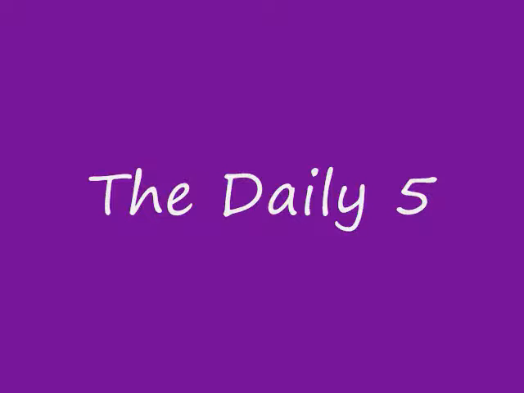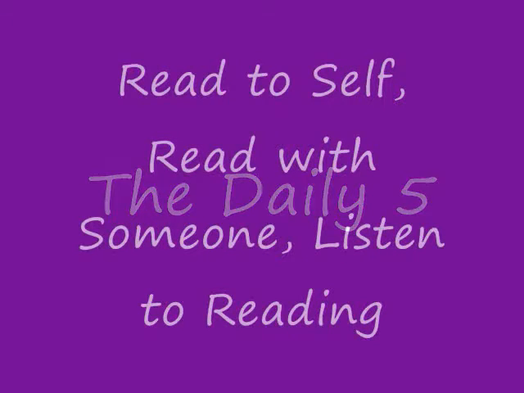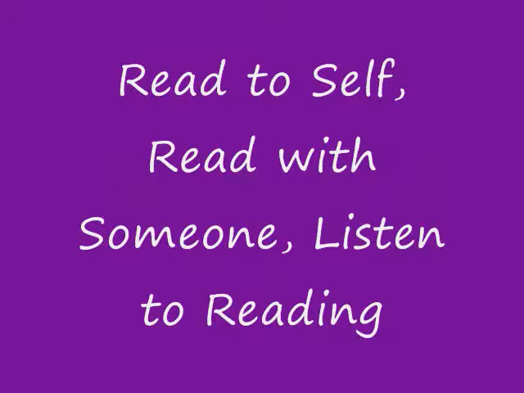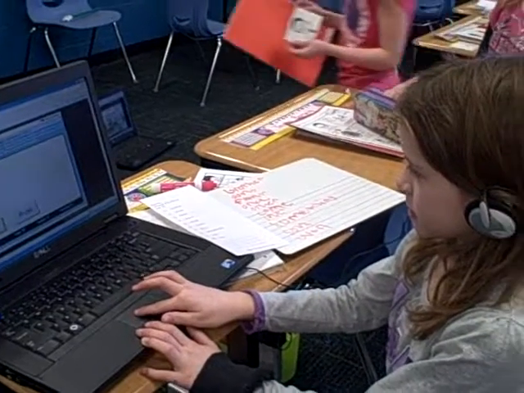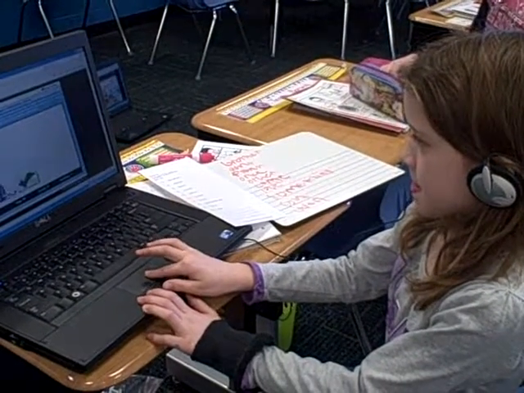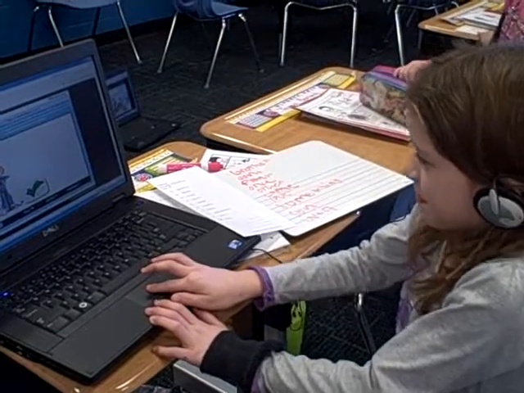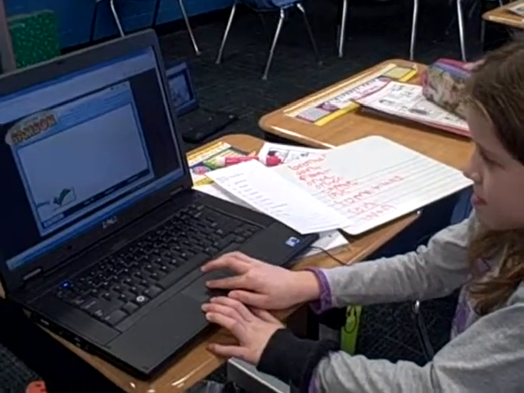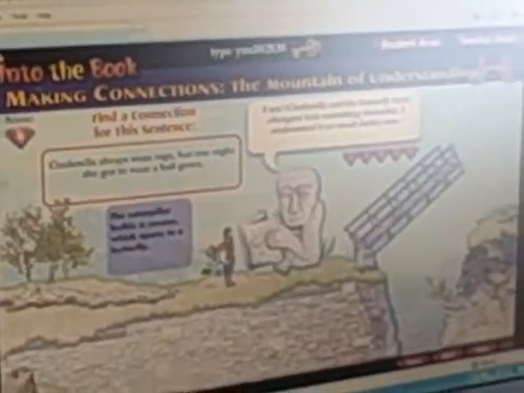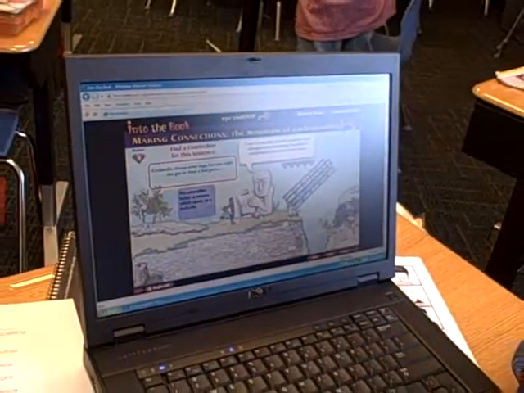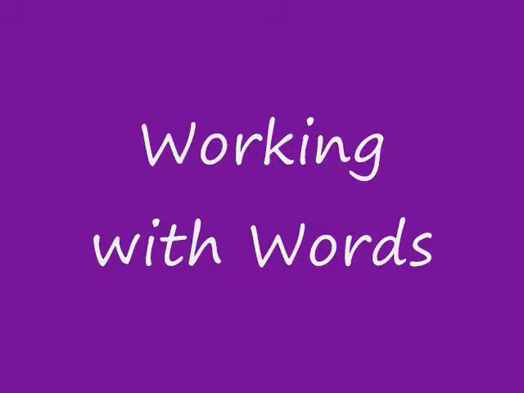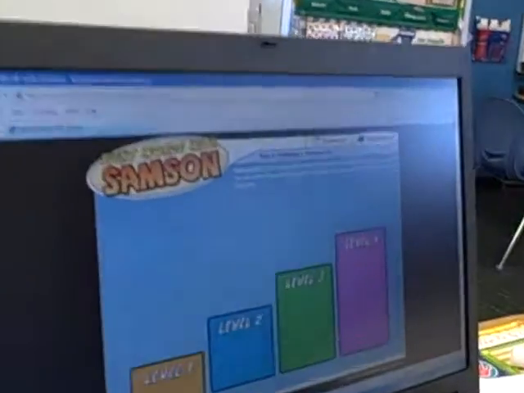The Daily 5 provides students with choices about the literacy activities they engage in. Students can choose to read to self, read with someone, or listen to reading. Mr. Bullock uses computers during these choices by having students listen to books on tape on a laptop or interact with stories using a program called Into the Book. This program reads a story to students and asks the students to use their schema to identify with what is happening in the story. During the Daily 5, students can also choose to work on words.